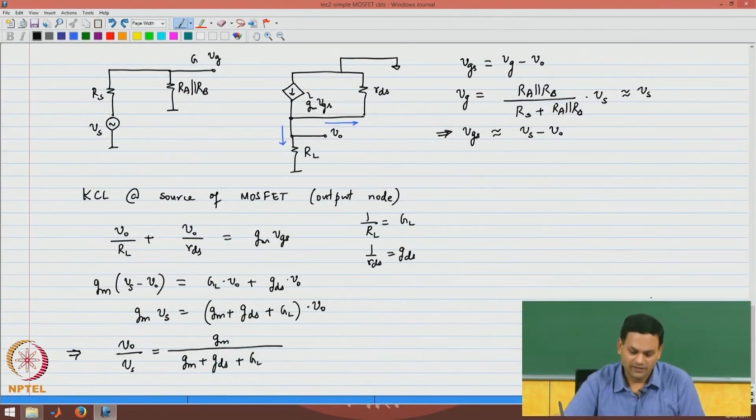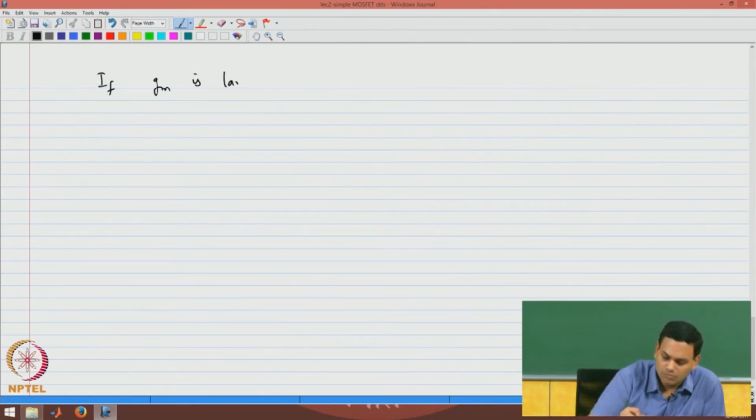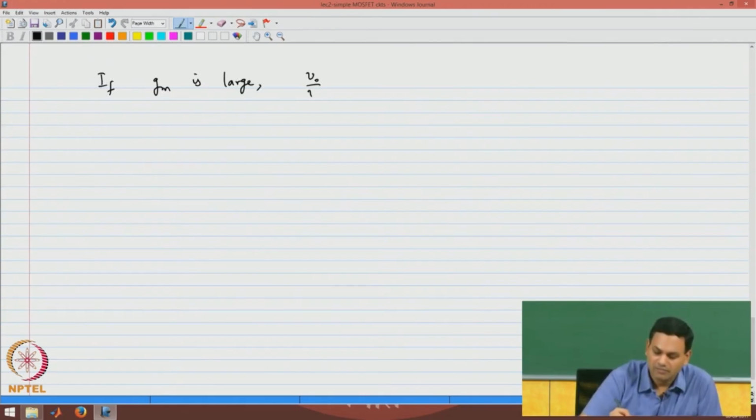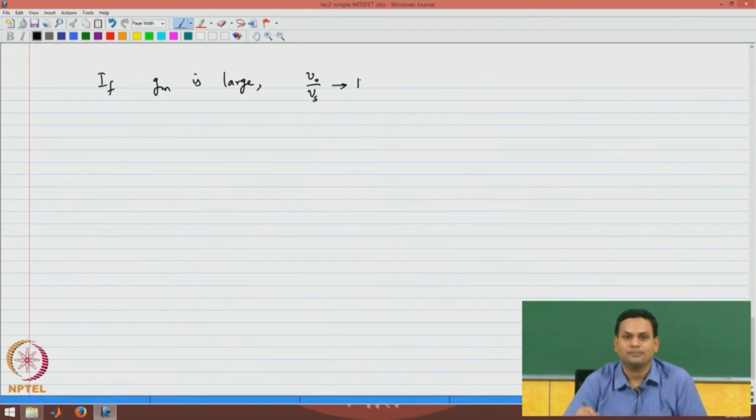What else can we understand from this? If GM were large, then the gain of this amplifier tends to 1. So, let us see what we mean when we say GM is very large.